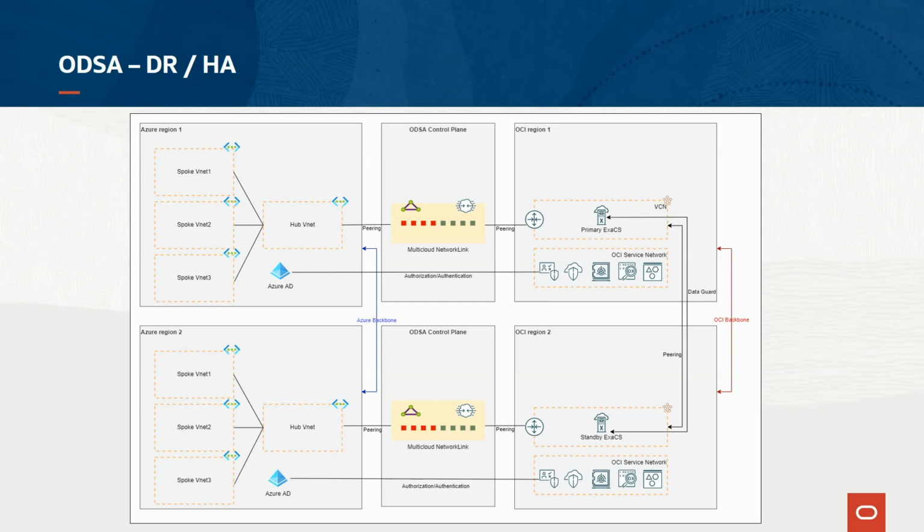But if we want to have ODSA on both sides, the solution is to create two separate ODSA databases, one in each region, and then manually set up Data Guard between them. So copy all of the data files from the primary over to the secondary, and then completely manually set up Data Guard between those.